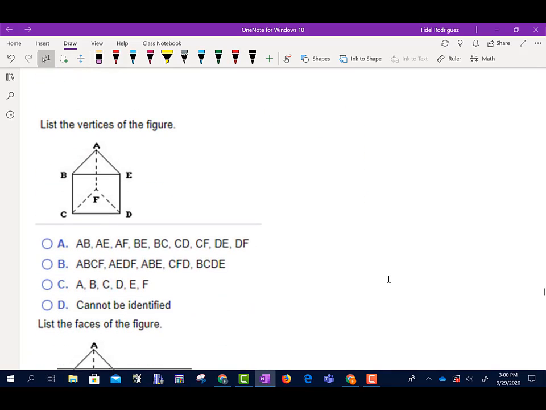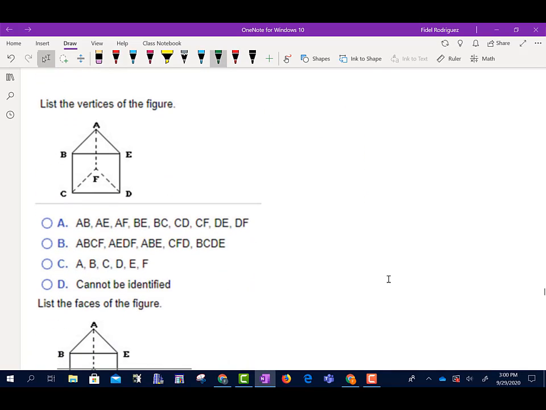List the vertices. So remember we said the vertices are the actual points. They're just single points, A, B, C, D, and so on and so forth. That looks like it's going to be C.